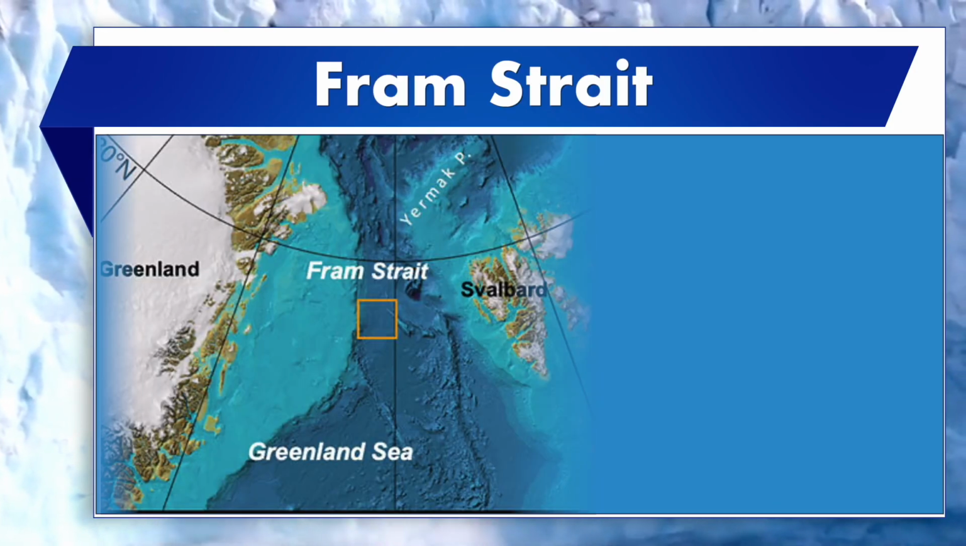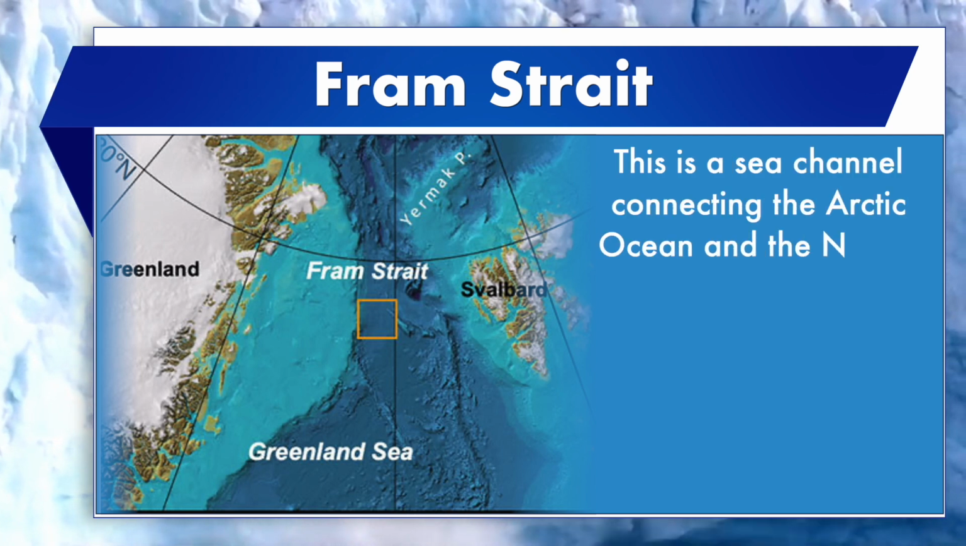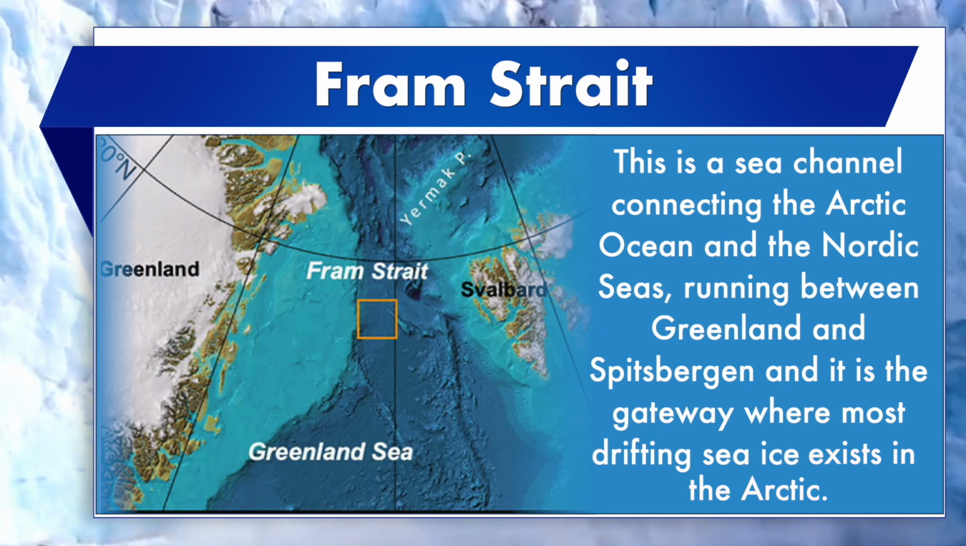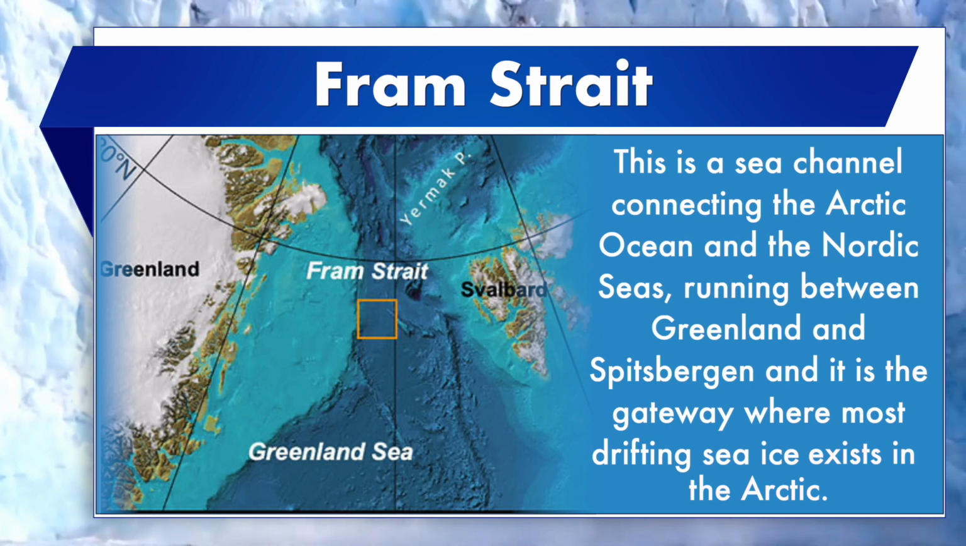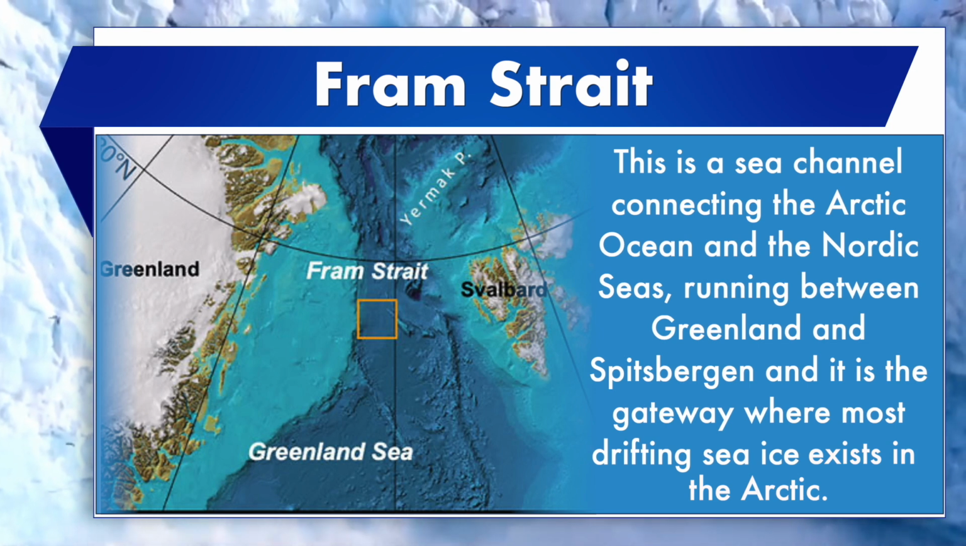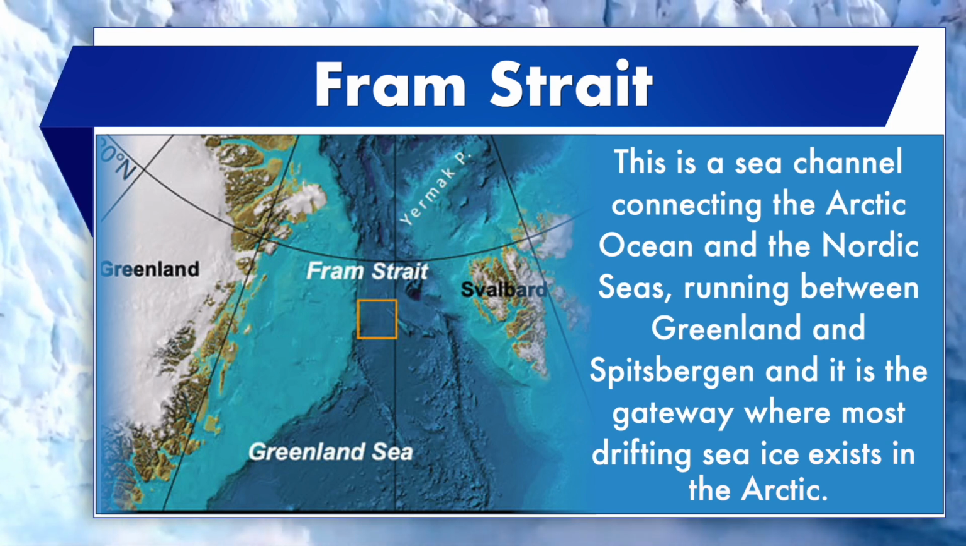Now, another important strait is the Fram Strait. This is a sea channel connecting the Arctic Ocean and the Nordic Seas, running between Greenland and Spitsbergen, and it is the gateway where most drifting sea ice exists in the Arctic.